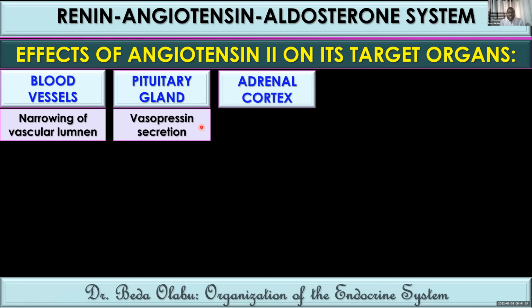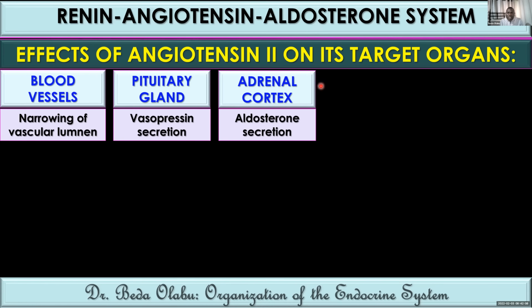The other target organ is the adrenal cortex, the reason why we're discussing this. On the adrenal cortex, angiotensin II acts on the zona glomerulosa. And the effect on the zona glomerulosa is to promote the secretion of aldosterone. It is for that reason that therefore aldosterone is also under this particular title. And so the whole system is called the renin-angiotensin-aldosterone system.